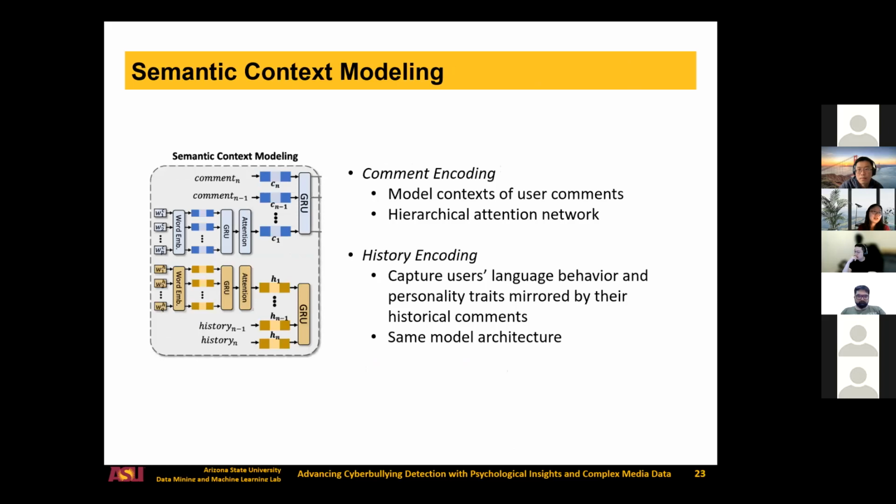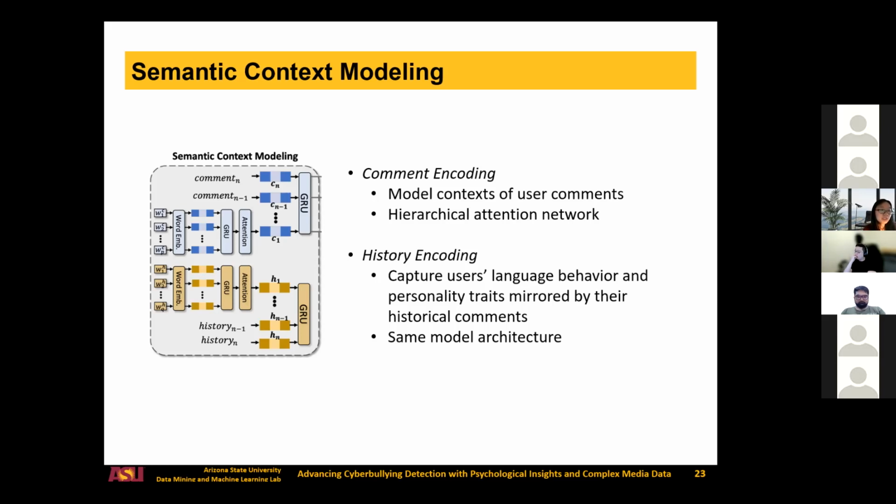So for the semantic context modeling, we have two different types of context information. One is the comments. In the social media session, we have different comments, right? We also have the information for each user. So we have the historical comments that each user posted before. So we have these two types of contextual information, the comments and all the historical comments posted by each user in a social media session.